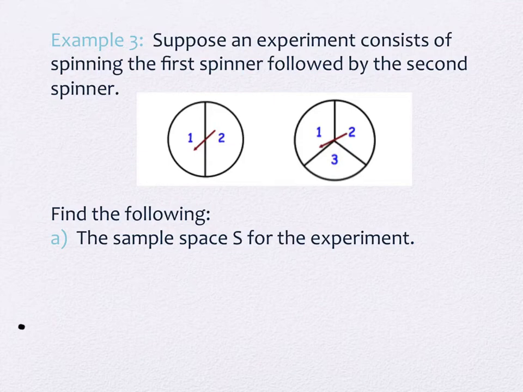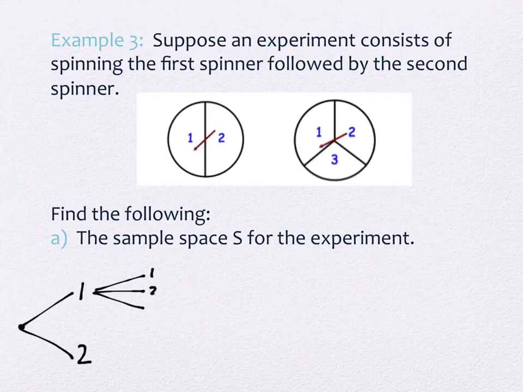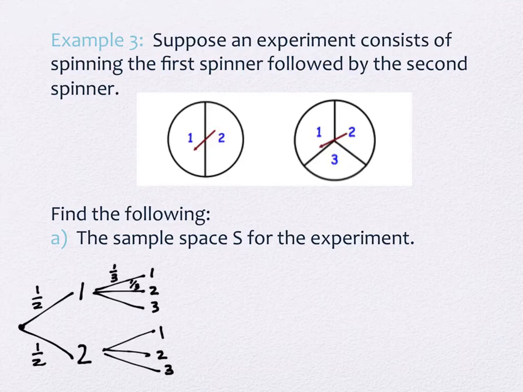So if I spin the first spinner, I will either get a 1 or a 2. And if I spin the second spinner after that, I will get a 1, 2, or 3. And with a tree diagram, I want to put my probabilities along my branches. So my 1, 2 branch is each 1/2. What will my 1, 2, 3 branch be? 1/3. And it's not because there's 3 numbers. Why are these 1/2s and 1/3s? Any ideas?